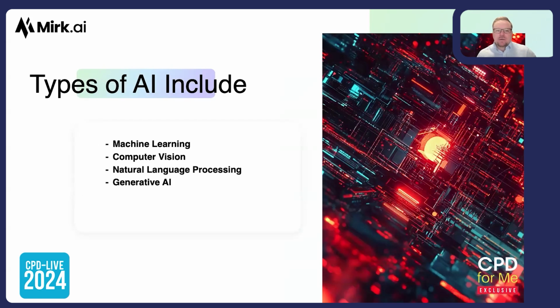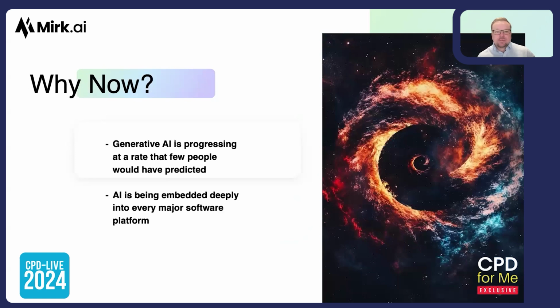There's many types of AI, and AI has been around for decades. Some of the most known examples of AI and the types of AI that I guess we interact with on a daily basis include, and as I say, this isn't an exhaustive list, machine learning, computer vision, natural language processing, and generative AI.